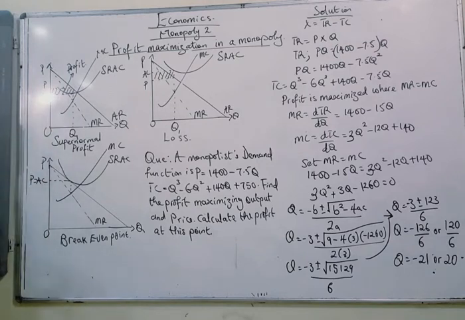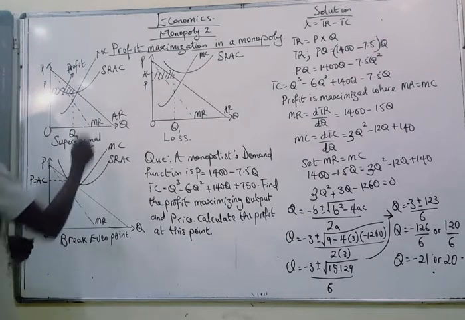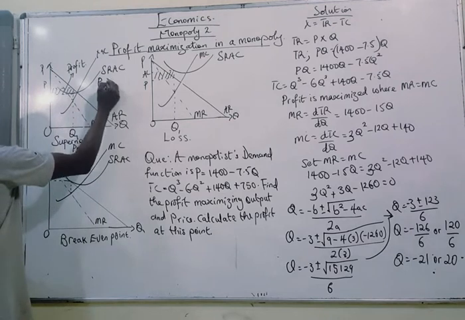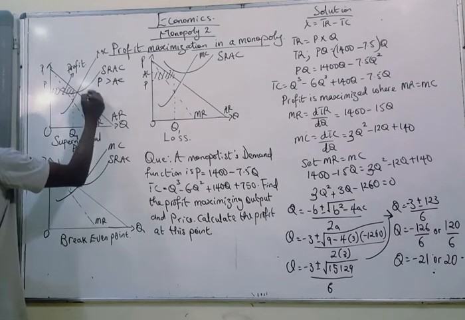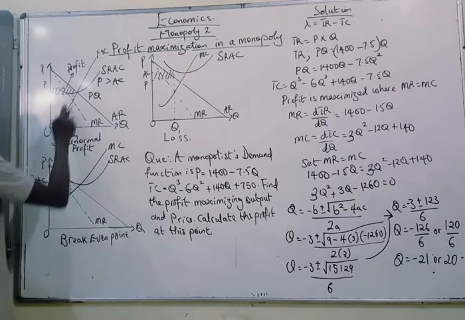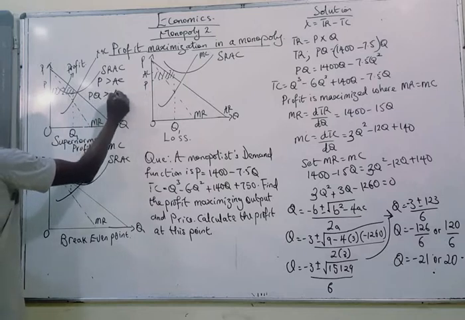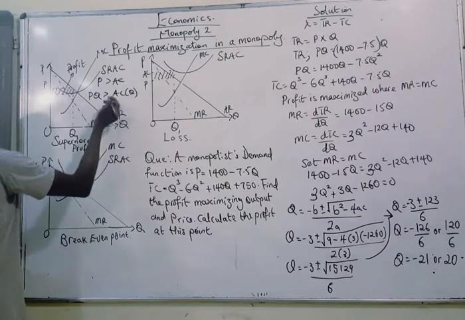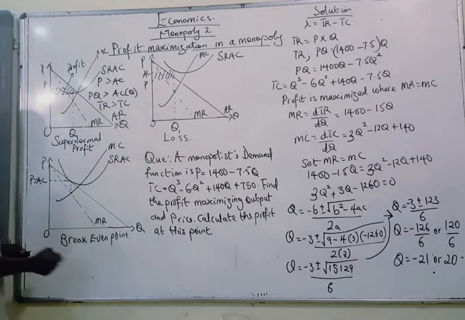Another way to state this is to say P is greater than AC, or P multiplied by Q is greater than AC multiplied by Q. And what does that tell us? That total revenue is greater than total cost. So that is a profit for us, since profit is total revenue minus total cost.